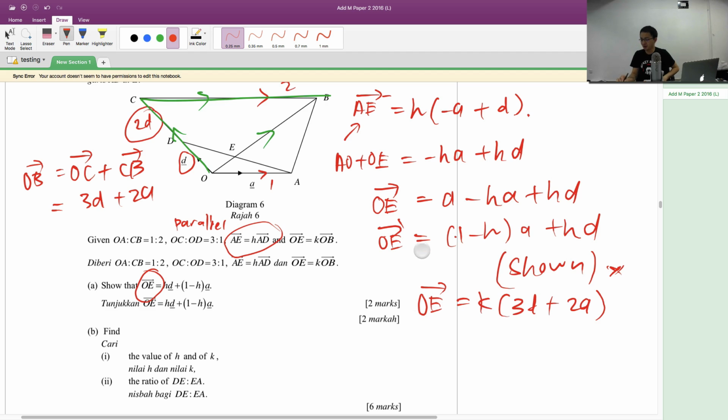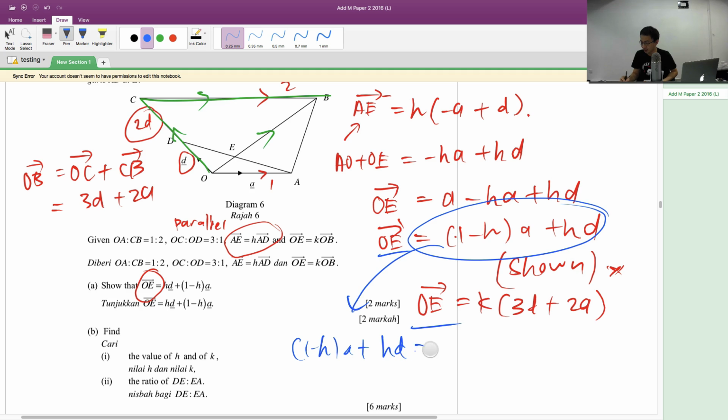Alright, and then both are OE and OE. Then I will do the comparison. That means I'm going to move the whole equation toward this side. So I can say 1 minus H, A, plus HD equals K, and I can multiply in, 3KD plus 2KA. After that, I will compare A with A, and then compare D with D.